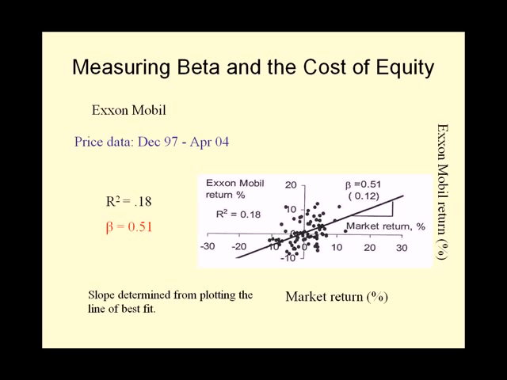These next few slides show the estimation of beta for several publicly traded firms. Here we have ExxonMobil for the period December 97 through April 2004. On the x-axis we have the market rate of return, and on the y-axis we have the rate of return on ExxonMobil. The data points indicate for each month in this time period the market return and the return for ExxonMobil. If we fit a line through these data using regression analysis, we get a slope equal to 0.51, indicating a beta over this time period for ExxonMobil of 0.51. So over this time period, ExxonMobil was a fairly low risk stock.